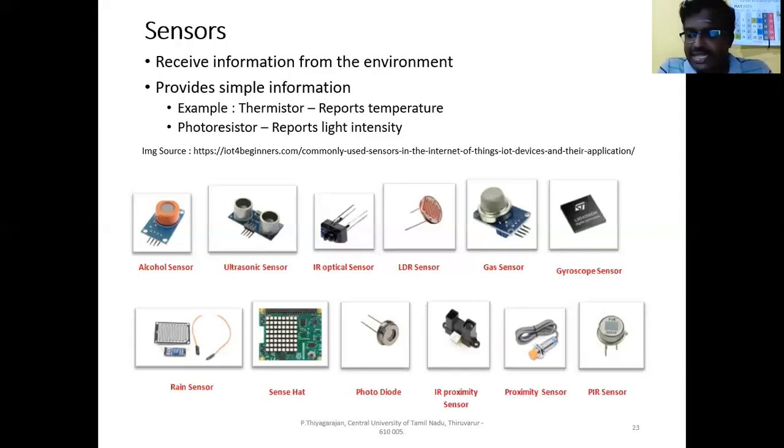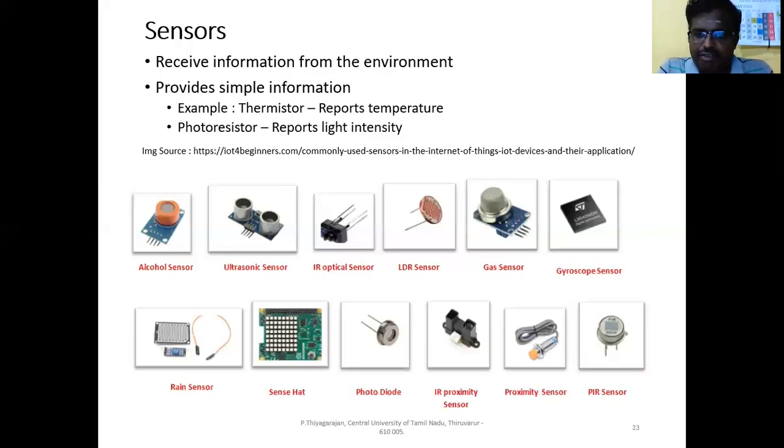And next we have a Sense HAT. It will sense the world around us. Next we have the photodiode. This photodiode will sense light as a light detector and convert the light into voltage. Very important: it senses the light and converts it into current or voltage.